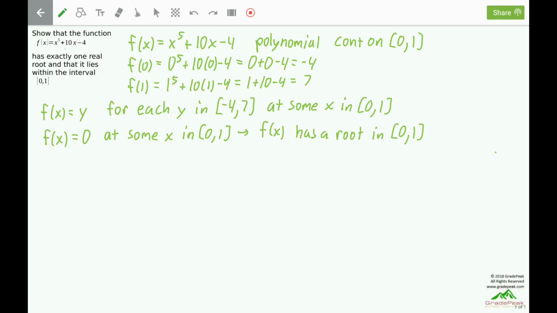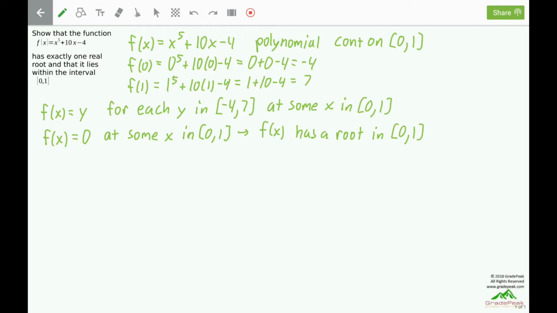We now need to show that it has exactly one root that lies in that interval. The intermediate value theorem will just show that it has a root in that interval. To show that it has exactly one root, we will need to make use of the mean value theorem. For the mean value theorem to apply, we have to show the two conditions.